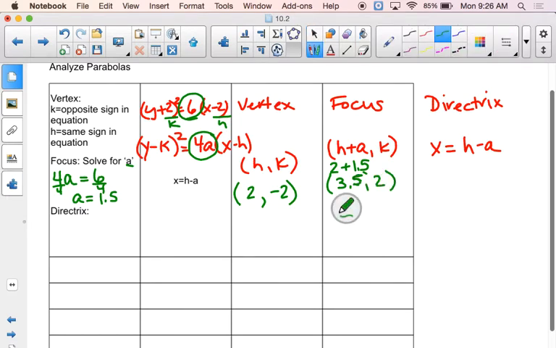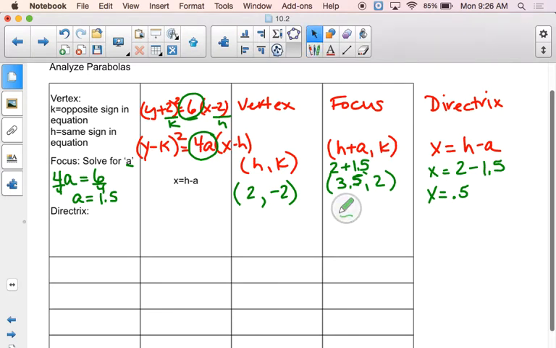All right, now to find the directrix, I just put it into the formula. Well, now I know that h is 2, and I'm going to subtract my a value of 1.5. And so therefore, x is equal to 0.5.